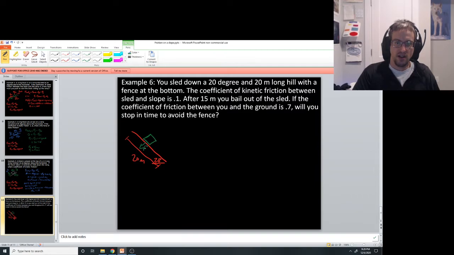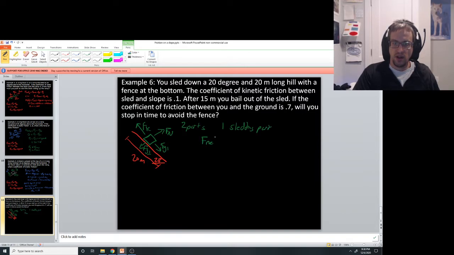We've got FG perpendicular, FN, FG parallel, FK, and it's kinetic friction because it's sliding, and we're sliding down, so the force of kinetic friction is back up. But here's the thing: you've got two coefficients of kinetic friction. We've got two parts. This is a two-part problem. One is the sledding part.